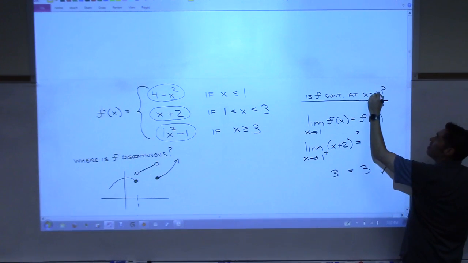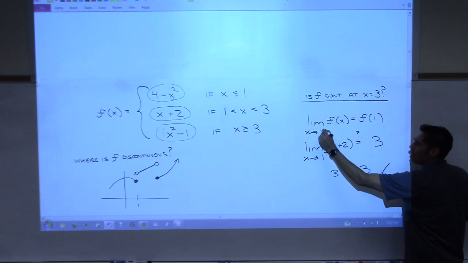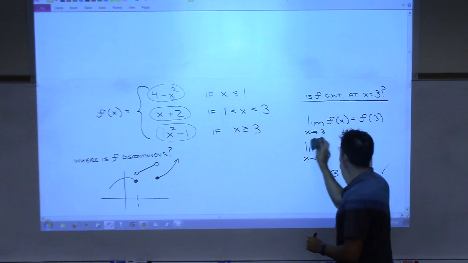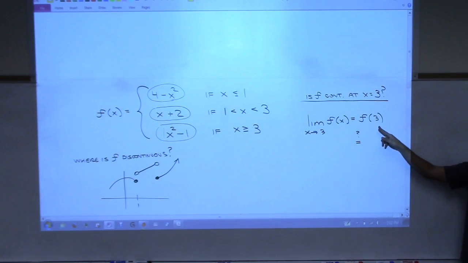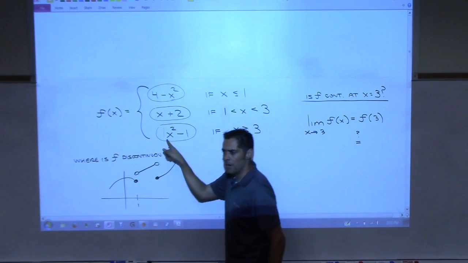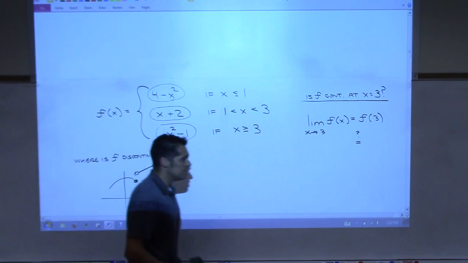All right, now let's check continuity at 3. So I'm going to rewrite this limit. I'm going to replace this with 3. I'm going to ask myself the same questions. Are these equal? So what is f of 3? 8. So we're going to look at this part right here. We're going to plug in 3 right there. We're going to get 9 minus 1. It's going to be 8. So the right side is 8.